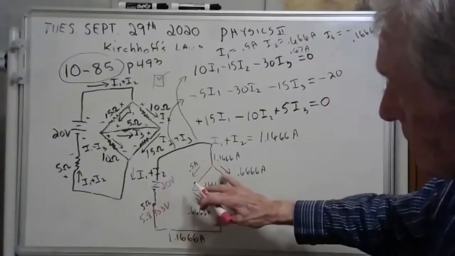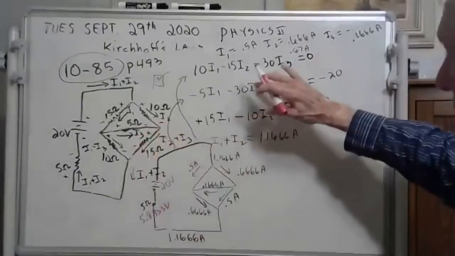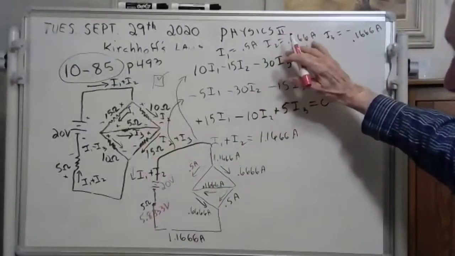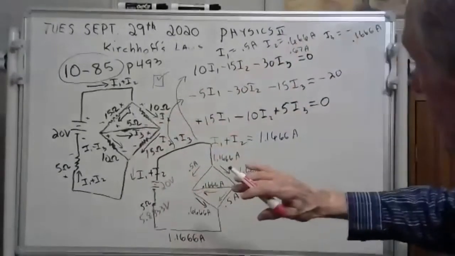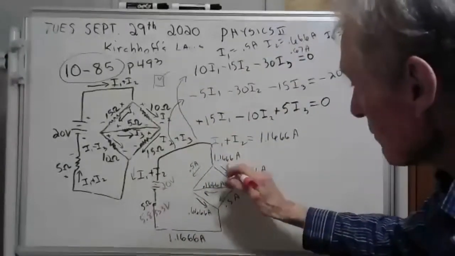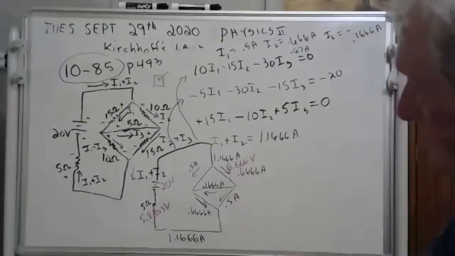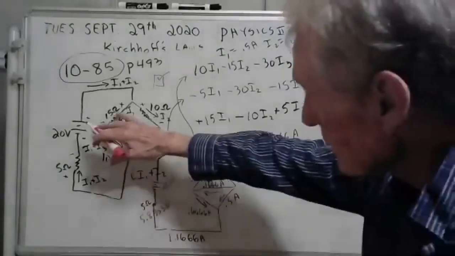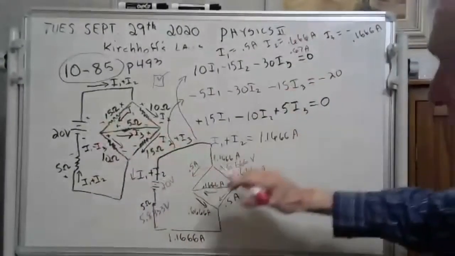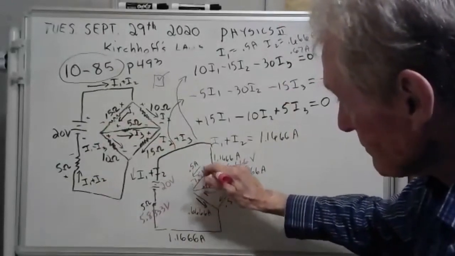And now let's get these here. Well, I2 is 0.6666, a bunch of sixes amps there. If that's 10 ohms, wouldn't that make this 6.66 volts? I think it would. Now, if this is 15 ohms and you have a half an amp, I can do that in my head. That's 7.5 volts.